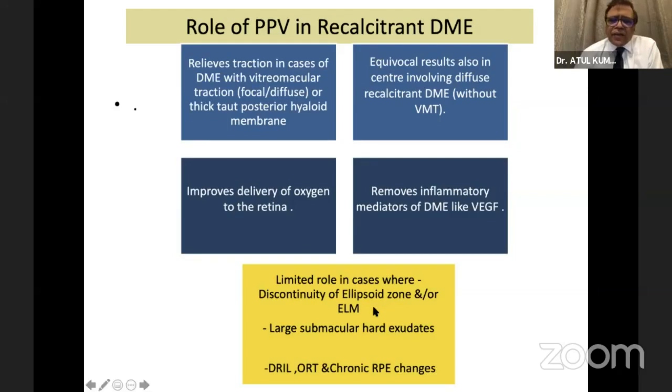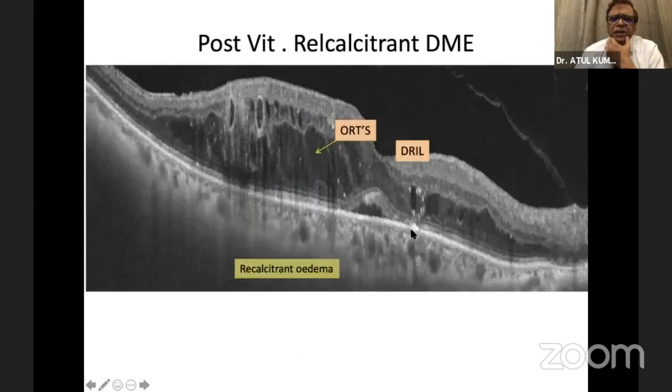Finally, I'm telling you in this highlighted slide, that because there is discontinuity, have a look. I look at the outer layers and the biomarkers, because once you've got a disrupted ellipsoid and large exudates in the center, probably you're not going to get much out of the surgery. This kind of a patient who's actually not got macular edema but got multiple ORTs, which is degenerated photoreceptor outer segments, and you have a hyperreflective border with a hyporeflective interior.